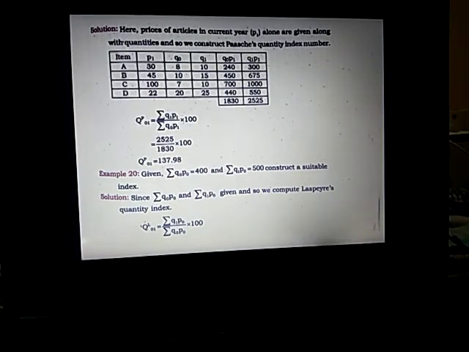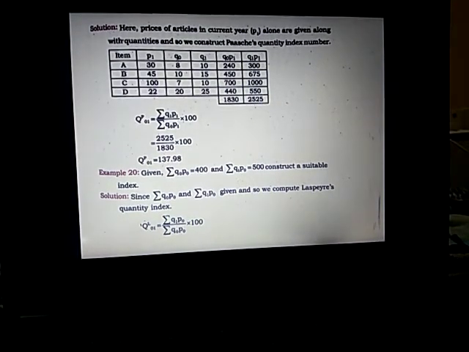Hello students, moving on to a few more examples on calculating the quantity index numbers. Example 20: given summation Q0 P0 is 400 and summation Q1 P0 is 500, construct a suitable index. We see that summation Q0 P0 and summation Q1 P0 are given. Here the base price is taken as weights, so we use the Laspeyres quantity index number to calculate.